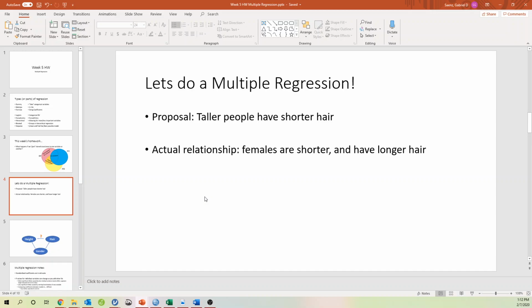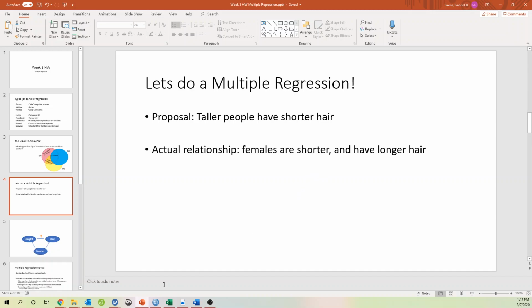Now the real relationship here is that females are shorter and females tend to have longer hair. So it's kind of a third variable problem. But if we only look at these two variables, we're going to get a significant relationship that isn't necessarily true. And so this kind of highlights how a regression can look significant, it can have a high effect size, and still steer you in the wrong theoretical direction. That's why it's always good to try and include a bunch of covariates.